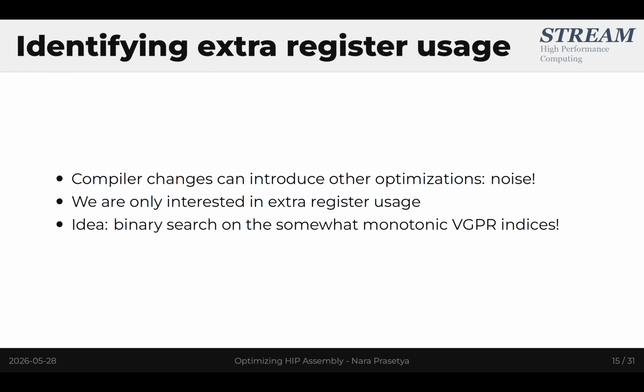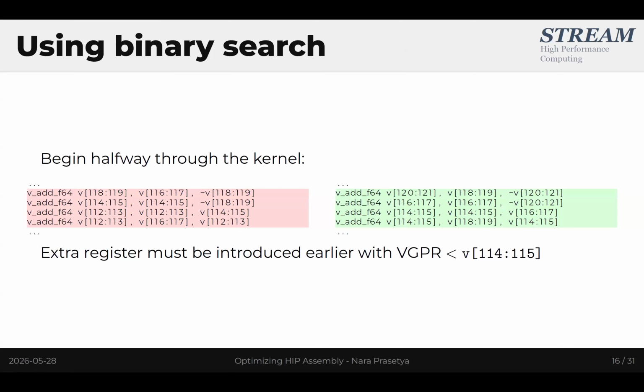The compiler can also introduce some extra changes. There is some noise, so it's not like a fully monotonic series that we can utilize, but we can still use some of it to at least reduce our search space when we are scrolling through the assembly. And so we will be trying to apply some binary search here, but unfortunately it will be a little bit manual.